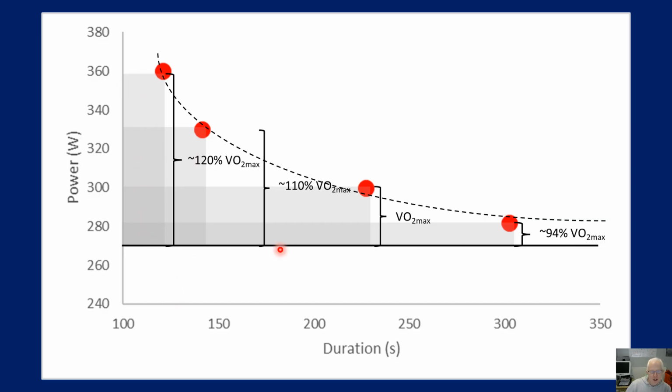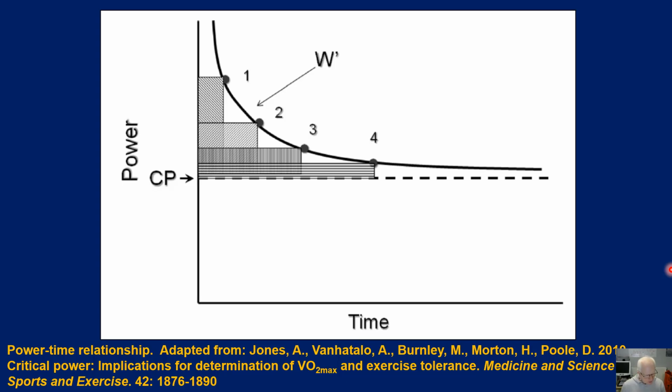So this is the asymptote. The W prime gives us the curvature constant, and each of these areas reflects that W prime for the participant. So the question is, how did I actually calculate this? Because I can't just look at the curve and estimate it. I have to be able to calculate this critical power and actually work out what the size of the W prime is. Well, this is how we do it.